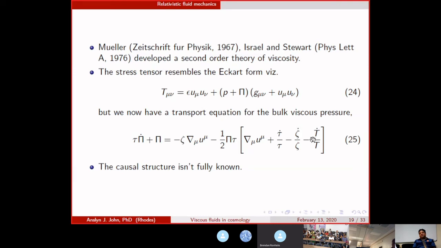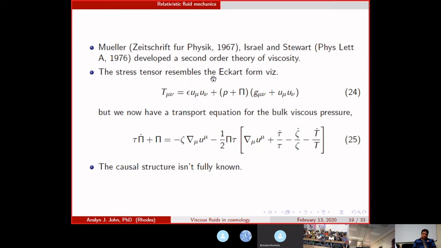This is a fairly complicated looking transport equation. People have looked at truncating this, looked at situations where the right-hand side vanishes, and then you get what is known as the truncated Israel-Stewart theory, which just consists of these three terms. And of course, the Israel-Stewart theory also does contain the Eckart theory. If you look at the limit where this relaxation time tau zero, then you just have these two terms, with the bulk viscous pressure given by this. Okay, so that's the Israel-Stewart theory.